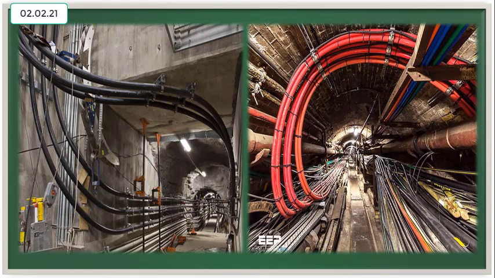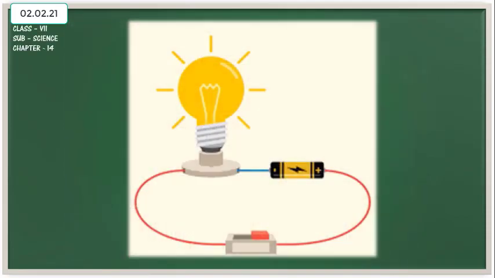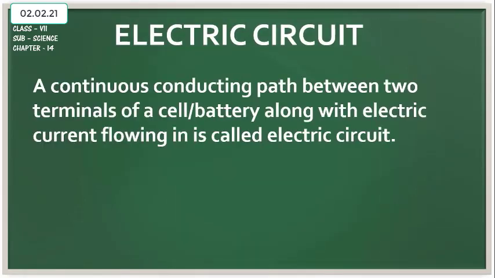Apart from the electricity generated from the power station, there is another source of electricity, that is an electric cell or battery. In order to obtain electricity from a cell or battery, we have to connect it into a circuit. So for that, let's study the electric circuit. What is an electric circuit? A continuous conducting path between the two terminals of a cell or battery along with an electric current flowing in it is known as an electric circuit.